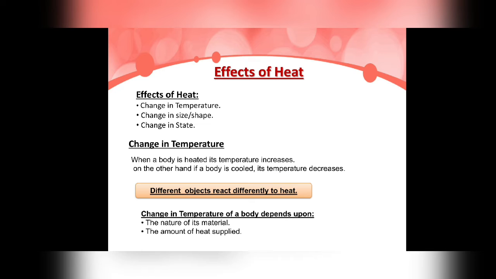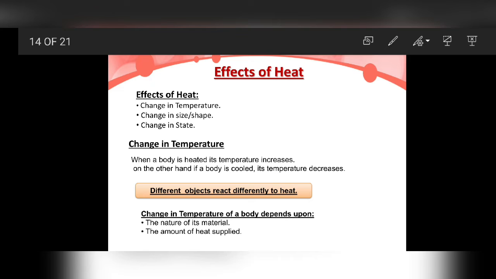Nature of the material means, like we have taken a steel or an iron spoon, which is a good conductor of heat, which absorbs heat very easily. That's why it becomes very hot. And on the other hand, wood is not a good conductor of heat, so it will not absorb heat quickly. So that's why its temperature increases, but not the same as in the case of the steel spoon. Change in temperature of a body depends upon the amount of heat supplied also.